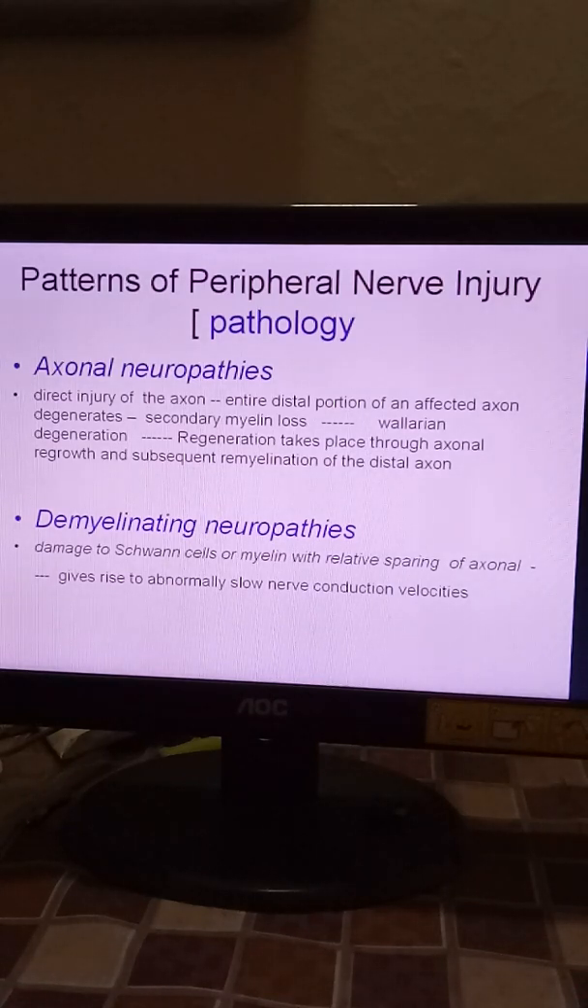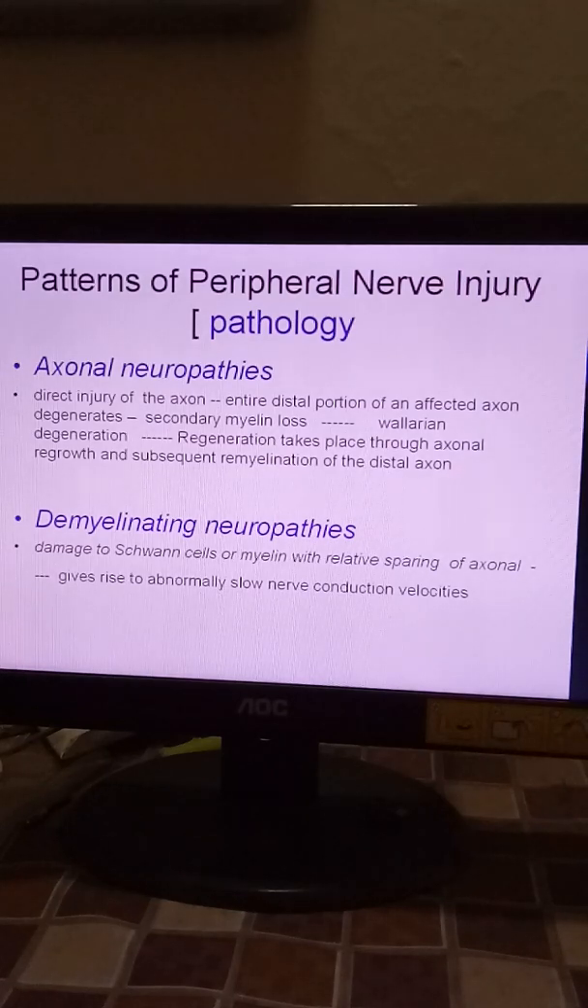Following the degeneration of the axon, there occurs loss of myelin, and the process is well described under the heading Wallerian degeneration, where the regeneration takes place through the axonal regrowth and subsequent remyelination of the distal axon. This you must have studied in your physiology classes, and if you have not studied, I would well advise you to go through the topic of Wallerian degeneration once again.